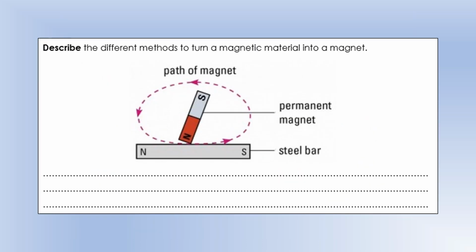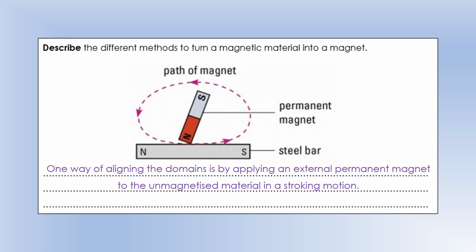Okay, so how do we actually magnetize something? Well, most people have seen this one. You use a permanent magnet to turn an unmagnetized material into a magnetized one, and you do it by stroking it with the magnet. So what we're doing here is we're aligning all the domains, and we're doing it by applying an external permanent magnet. And we use a stroking motion, so you can see the path that we'd use shown on the diagram.